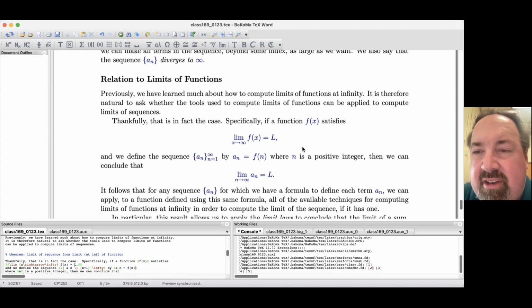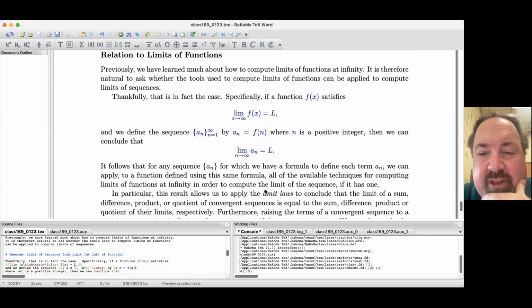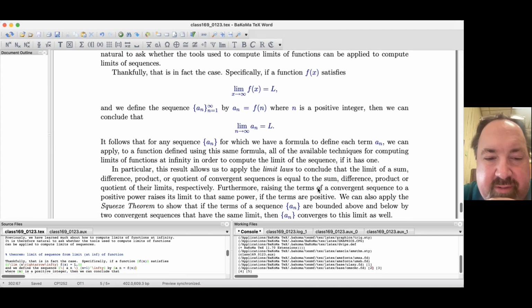So given a sequence, at least one that is defined explicitly, and you want to figure out if it has a limit, think of it as a function. Does the function have a limit as its argument goes to infinity? So all the limit laws that you learned in Calculus 1, as well as any other limit-finding techniques, you can make use of.